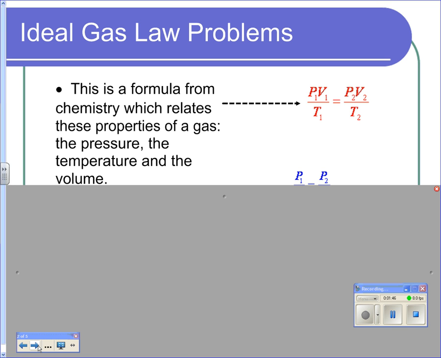Coble's teaching it. All right, so this is the formula that you're going to use. PV over T equals PV over T. P stands for pressure, V stands for volume, T stands for temperature. Not too bad, huh? You just need to know that, I mean, it relates to chemistry. You just need to know that that's where it's used.